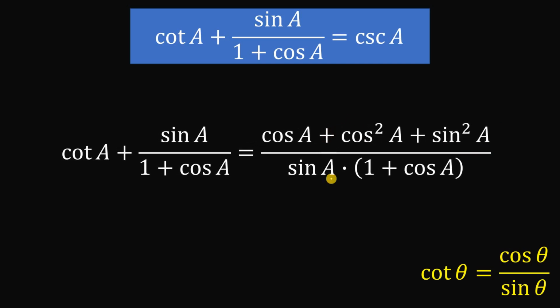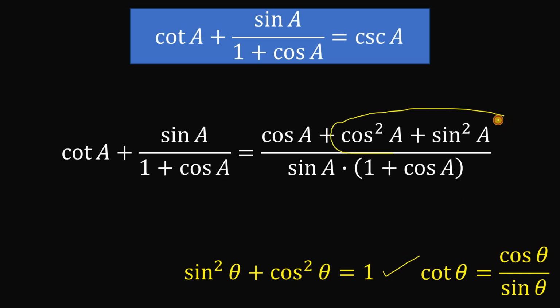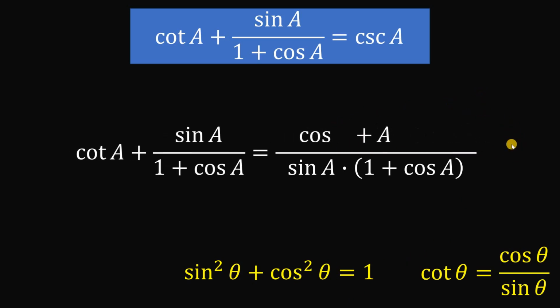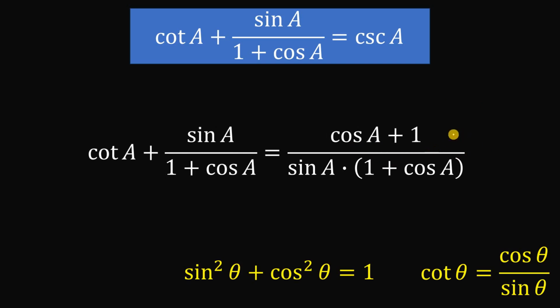And we can now use some identities, specifically the Pythagorean identity. Take note, when we have sine squared theta plus cosine squared theta, it must be equal to just 1. So, cosine squared A plus sine squared A, this is just 1. Now, cosine A plus 1, we can rearrange this because addition is commutative. So we can say that it's the same thing as 1 plus cosine A.